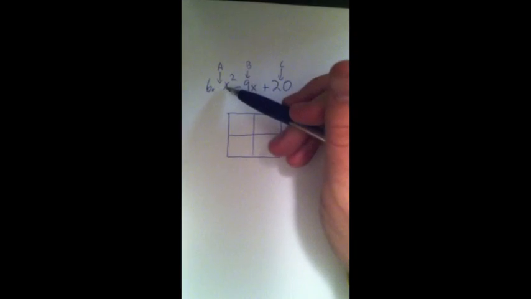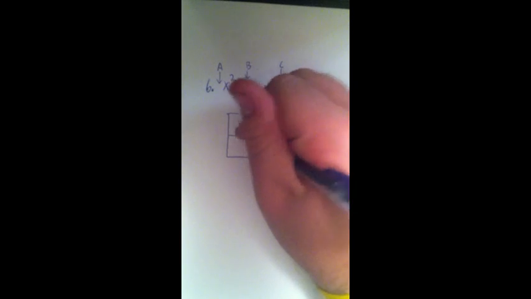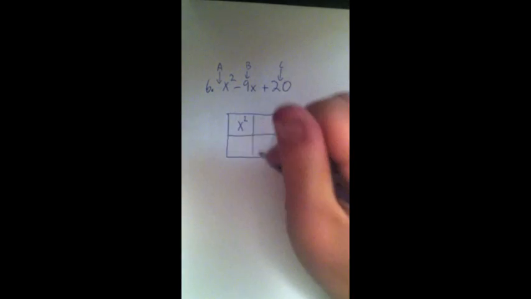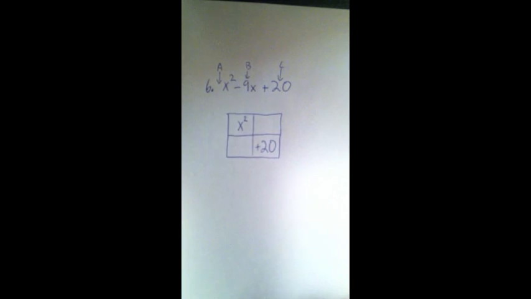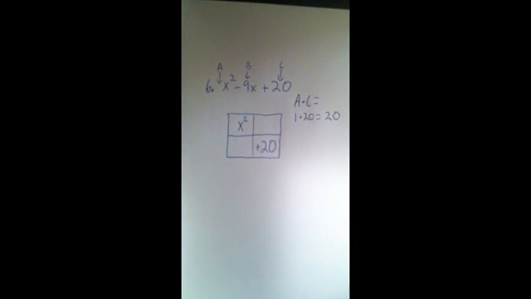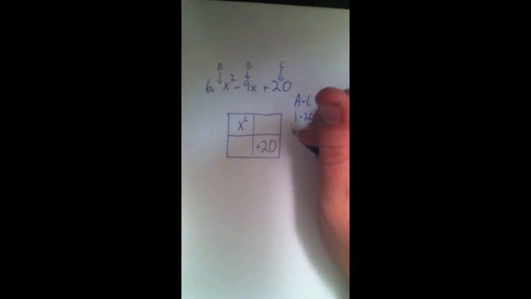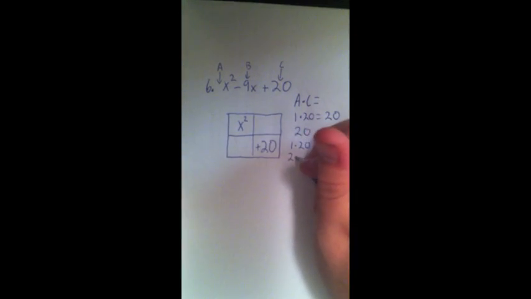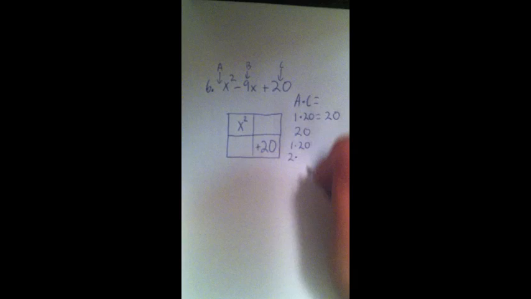So in the first box, we're going to put x squared. In the last box, we're going to put positive 20. And then we need to figure out what factors will give us 1 times 20, which is 20. But the tricky thing is factors that when we combine them will give us a negative 9. Now since it's a positive 20, we know that we have to have two negative numbers because a negative times a negative is a positive.